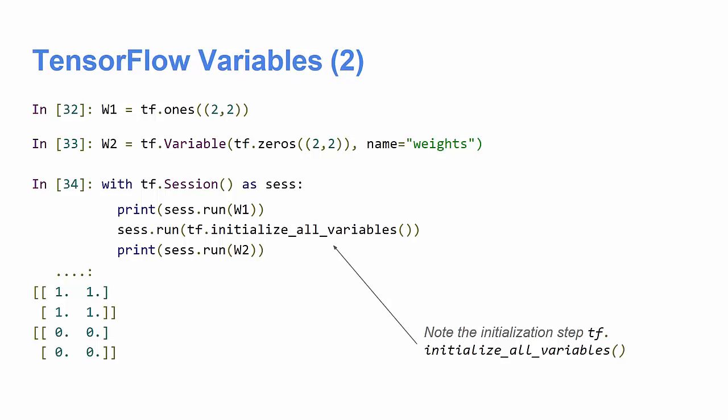If we want to perform some operation on w2, then we have to write with tf.Session() as sess: print(sess.run(w1)). So it will print the value of w1, and then if we write sess.run(tf.initialize_all_variables()) and then print(sess.run(w2)), it will print the value of w2. initialize_all_variables is the initialization step, in which the values of w2 will get initialized.